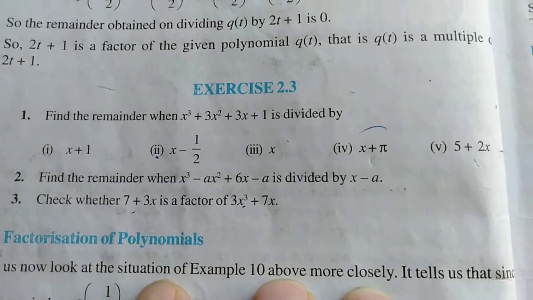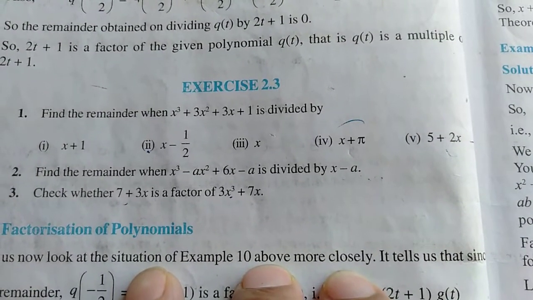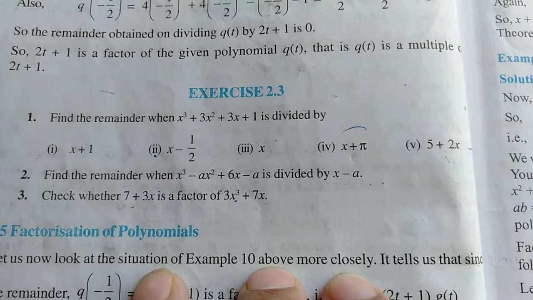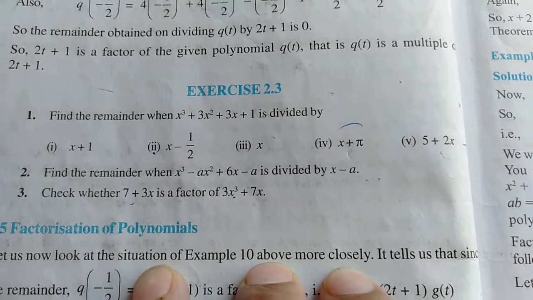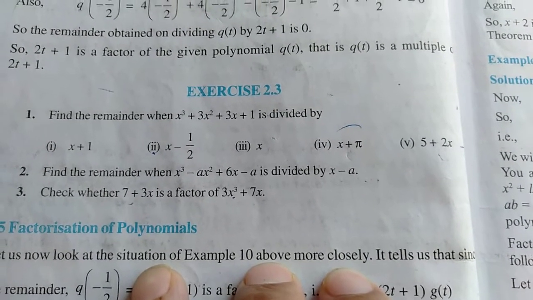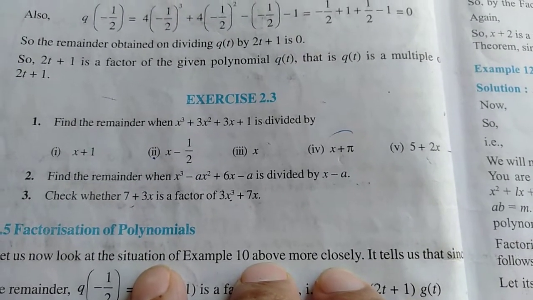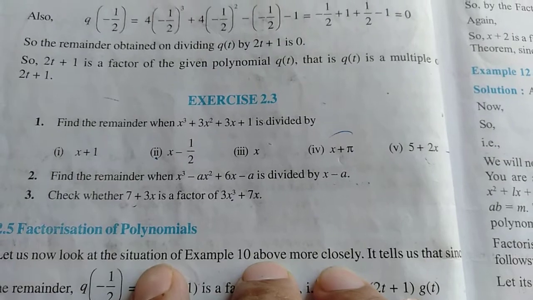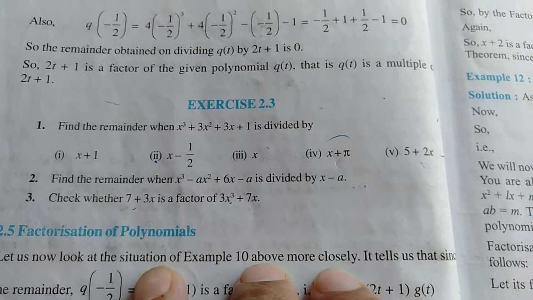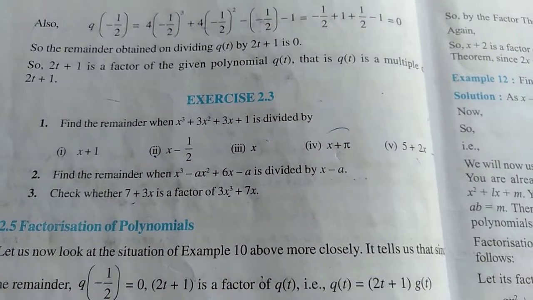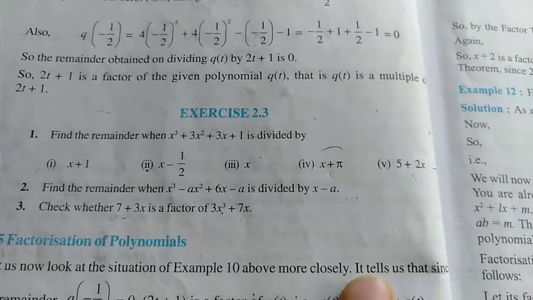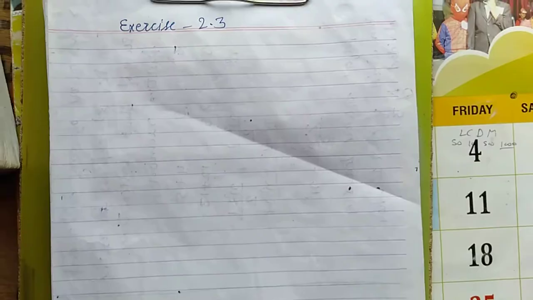And the next question is, find the remainder when x cube minus a x square plus 6x minus a is divided by x minus a. A similar question is there. And the last one is, check whether 7 plus 3x is a factor of 3x square plus 7x. So these are the questions. Let's solve these questions one by one.